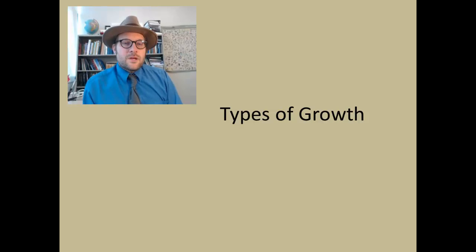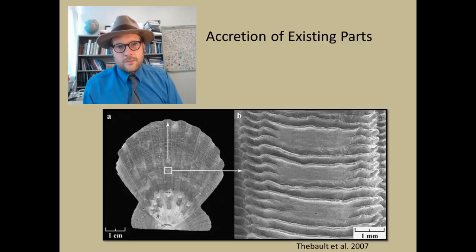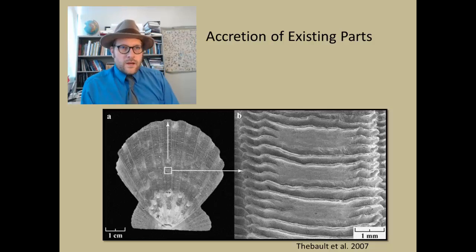So let's talk a little bit about the types of growth that we see, and then we can use that to try to figure out and untangle these things in the fossil record. So one of the ways organisms can grow is simply by the accretion of existing parts. A lot of the bivalves and brachiopods that we'll talk about this semester use this type of growth. Basically, their shells or exoskeletons will grow by just adding a little bit more to the skeleton. And so over time they become bigger by just adding more of that skeleton.